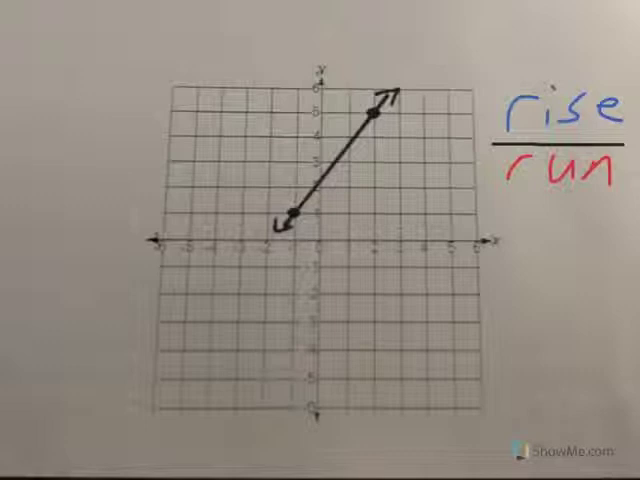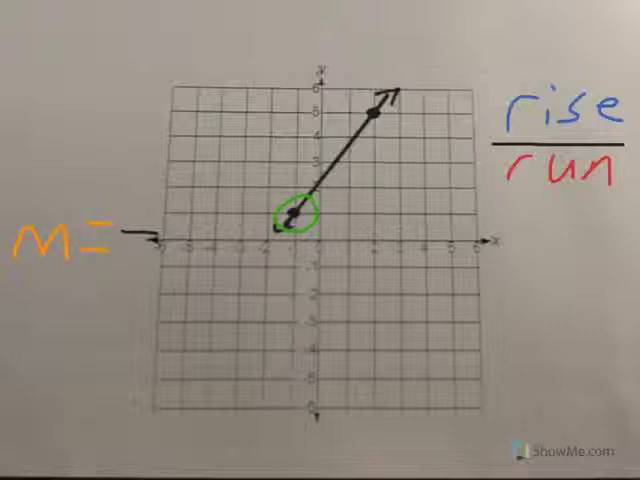Here we're going to find slope based on a graph. We remember that slope is rise over run, so we can use this graph to find the slope of the line. We want to find m equals something. We count the rise from one point to another point.